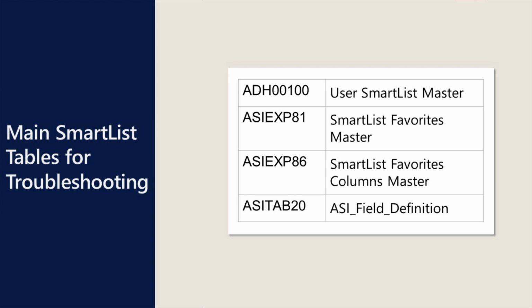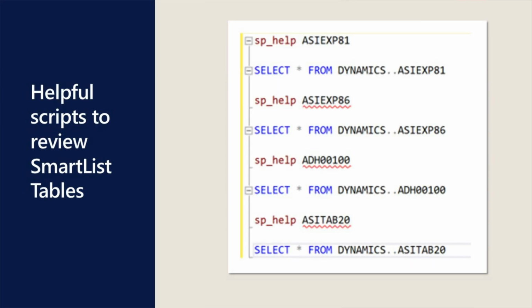ADH00100 User SmartList Master, ASI EXP81 SmartList Favorites Master, ASI EXP86 SmartList Favorites Columns Master, and ASI TAB20 ASI Field Definition. The two that you'll use most often are the ASI EXP81 and the ASI EXP86. Here we can see some helpful scripts to use with SmartList troubleshooting. The SP help scripts will give you an idea on the table structure, and the select scripts will show you the data held in the tables.